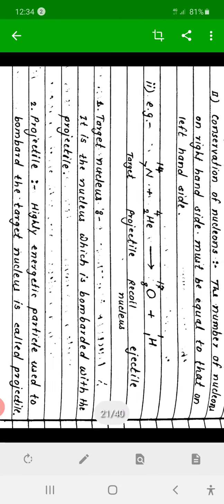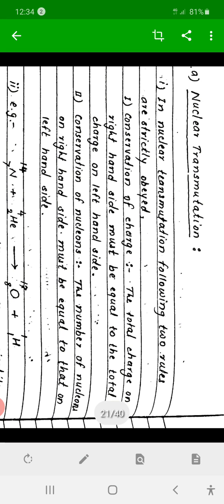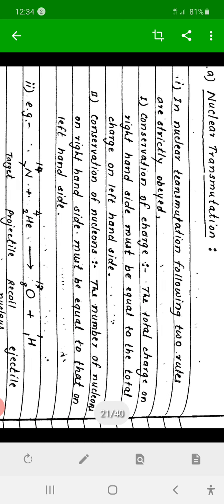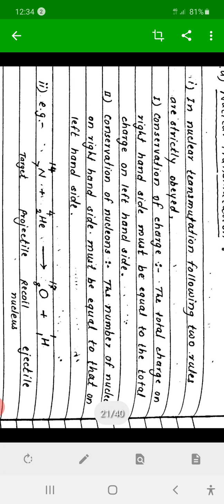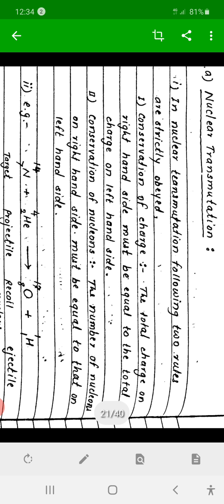Then nuclear reactions are classified into different categories: nuclear transmutation, nuclear stripping and pickup, nuclear spallation, nuclear fission, nuclear fragmentation, and nuclear scattering reactions. These are 6 different categories of nuclear reactions. We discuss here first nuclear transmutation reactions. In a nuclear transmutation reaction, one nucleus reacts with another nucleus and produces new nuclei.